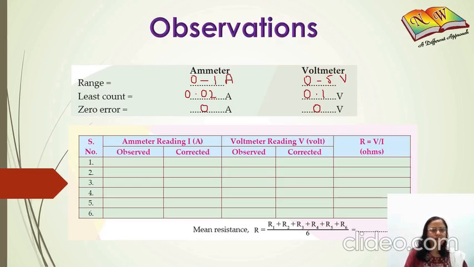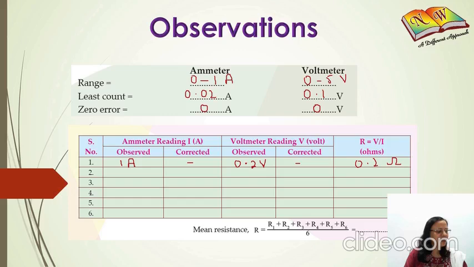The first reading that we took on the ammeter, when the ammeter showed 1 ampere, we found that the voltmeter was showing a reading of 0.2 volt. Since there was no error, we can just eliminate these two columns. And when we calculate the ratio of V upon I, that is the resistance, we get a value of 0.2 ohms for the first set of readings.